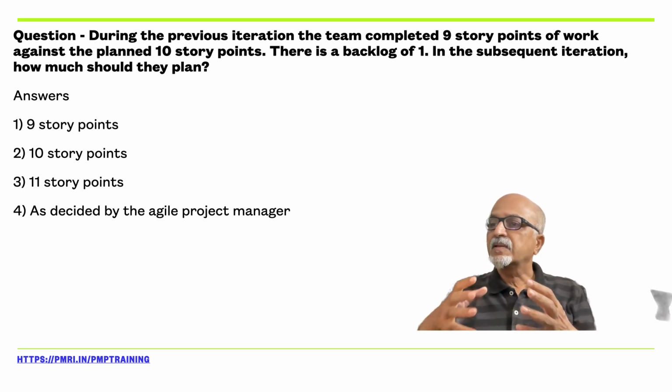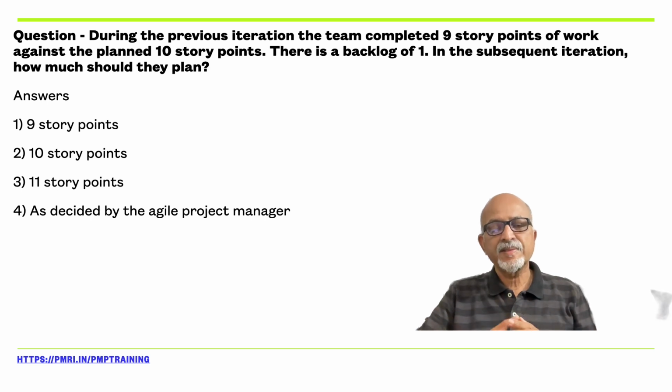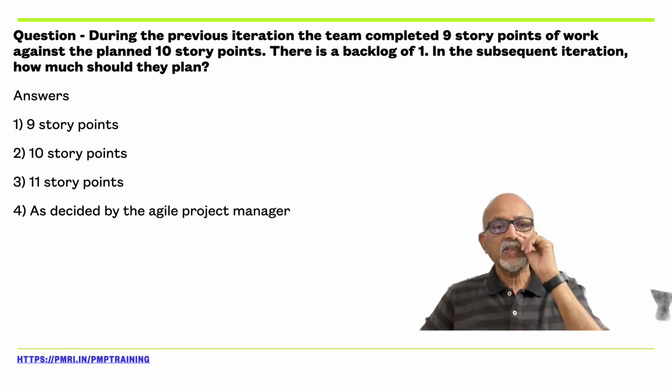That means the team has planned for 10 story points per iteration, and in the just concluded iteration, they have done only 9. That is 1 short of the planned 10. So in the subsequent iteration, how much should they plan? And the options are 9 story points, 10 story points, 11 story points, or as decided by the Agile project manager. Which of these is the right answer?